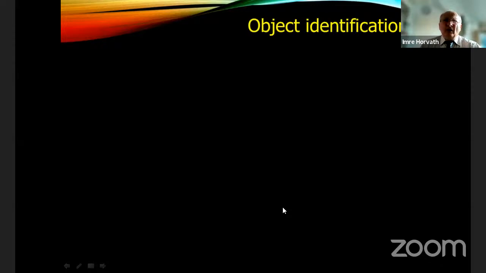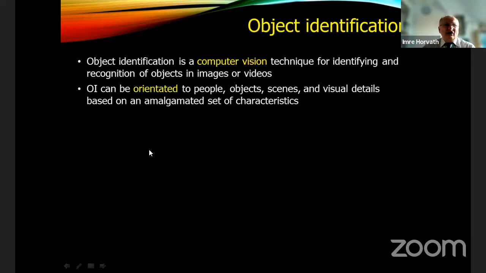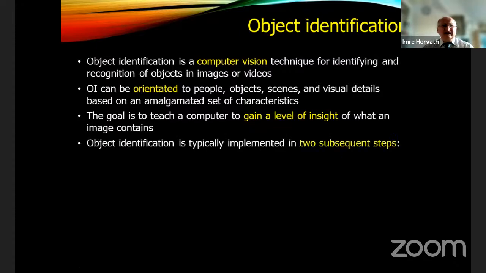Let's start with the first one, the so-called object identification problem. Object identification most frequently appears in the field of computer vision. Often it is referred to as a computer vision technique for identifying and recognition of objects in images or in videos, still images or videos. Object identification can be orientated to people, various physical objects, scenes, arrangement of objects and people, and other visual details based on an amalgamated set of characteristics. The goal is to teach the computer to gain a level of insight of what an image contains.